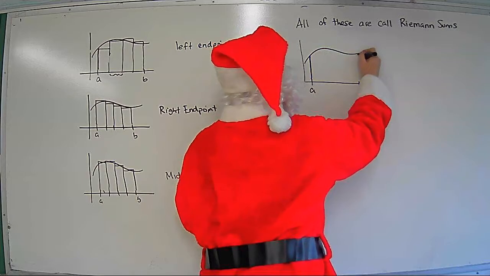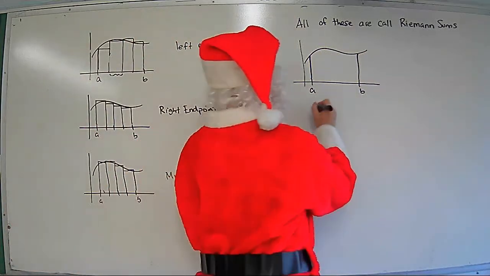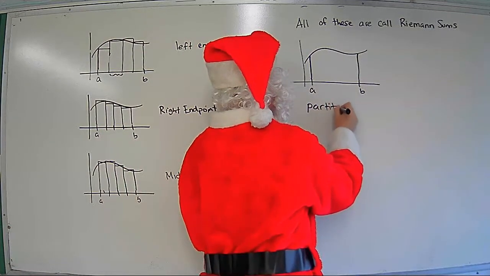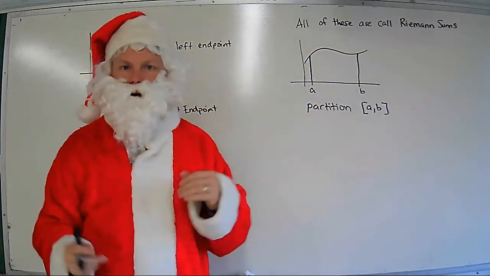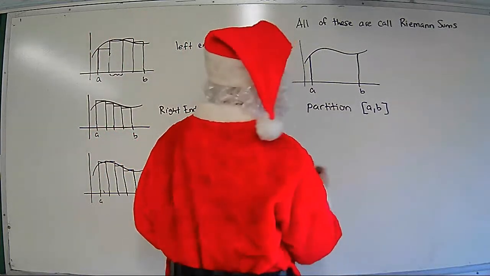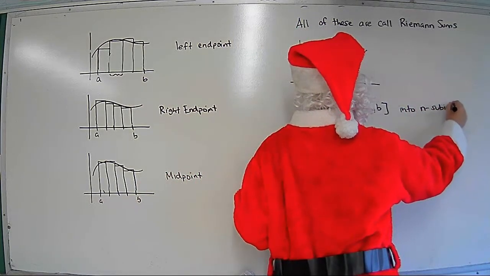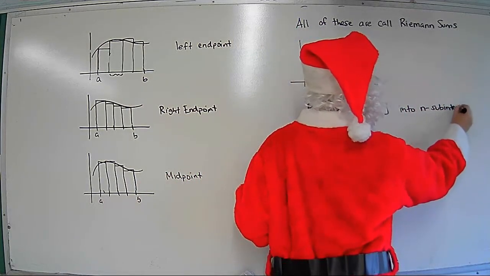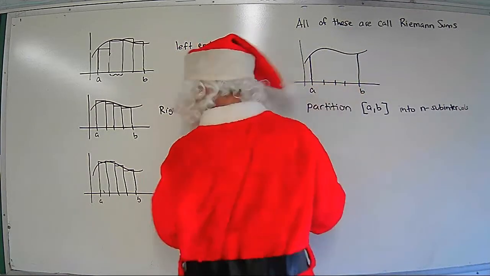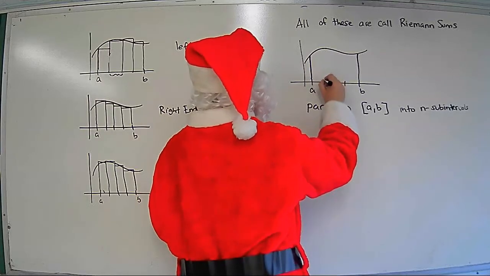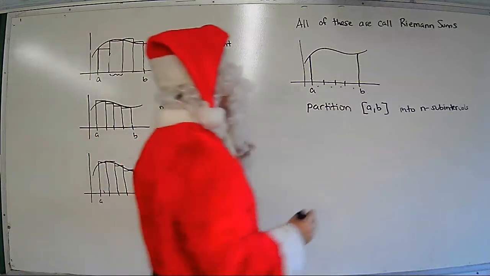What a Riemann sum is, you partition the interval. Now partition is a fancy word for break into parts. We partition the interval into n subintervals. In this case we were using 4, but there could be n of these subintervals. So here's 1, 2, 3, 4.